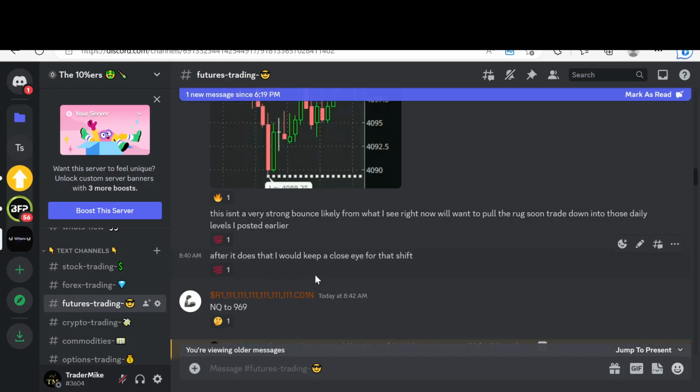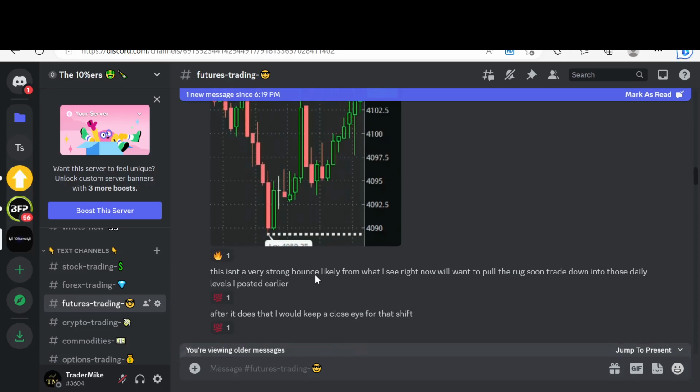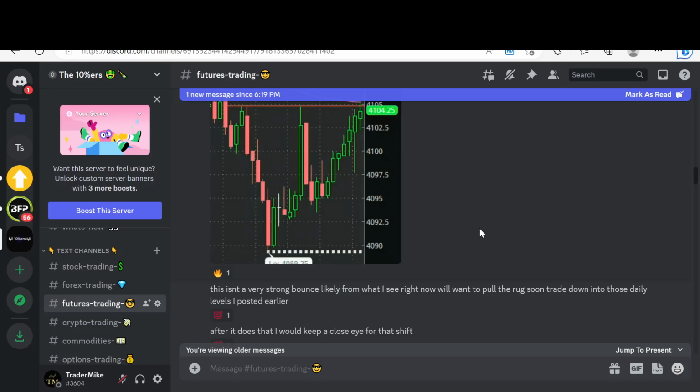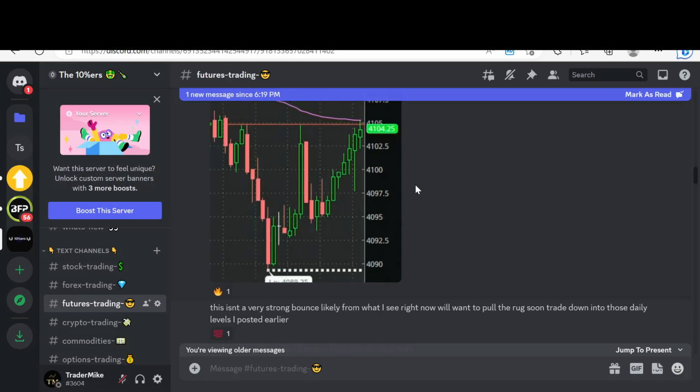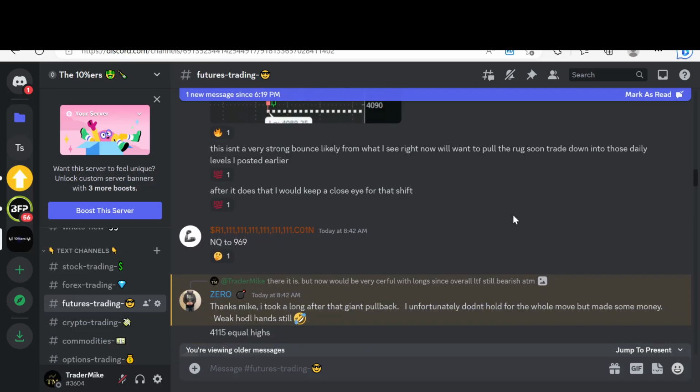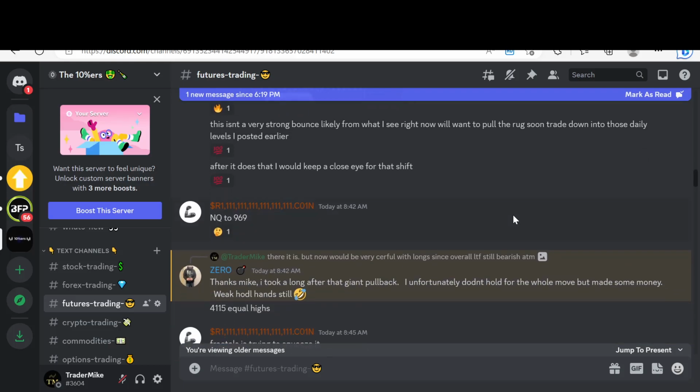After it does, I would keep a close eye on that shift, because this bounce right here, on the lower time frame 5-minute, was a pretty strong bounce. But if you were to go to a 15-minute chart, it was a pretty weak bounce. There wasn't a lot of conviction on that bounce. I didn't see it holding. I saw it as simply just a stop run. That's all it was, a run on stops, and that was that scalp play that it offered you.